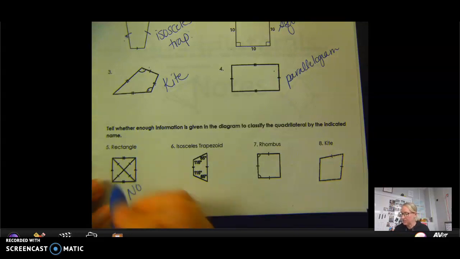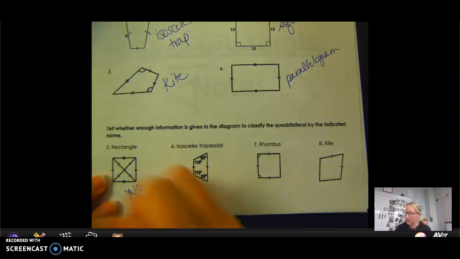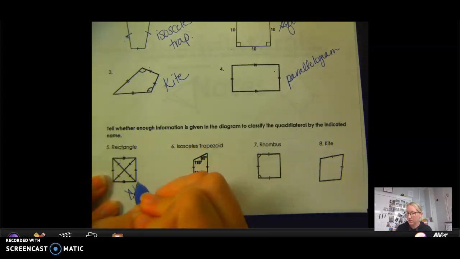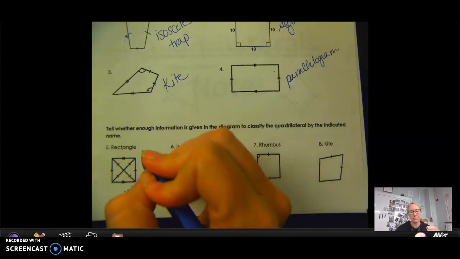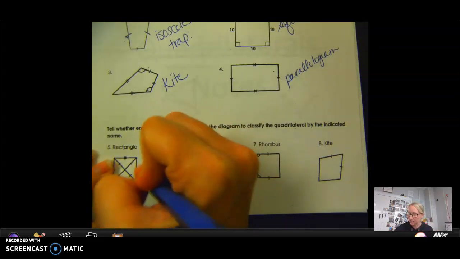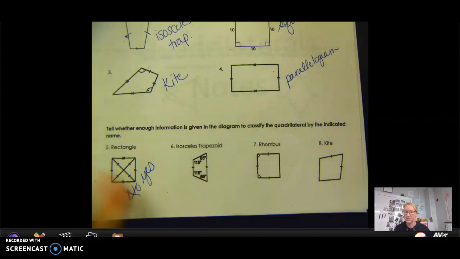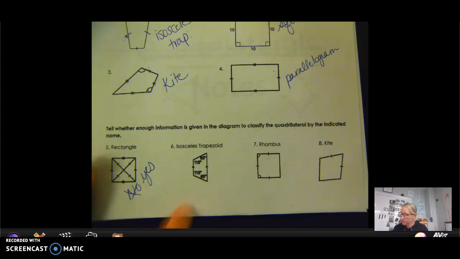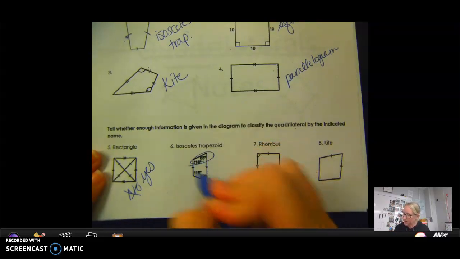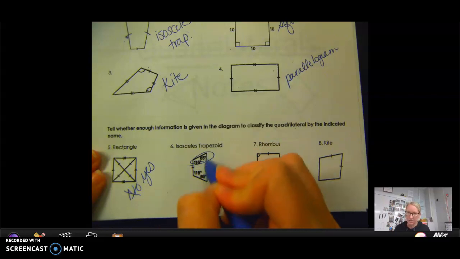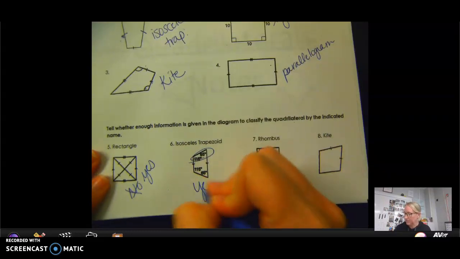Oh, but they bisect and they're congruent to one another. So this would be either a rectangle or a square, and a square is a subset of a rectangle. So I could say actually yes on this, because they bisect each other, but all four pieces are equal. That only happens on a rectangle and square. This one, isosceles trapezoid, these two add to 180. This is congruent to this, and base angles are congruent and parallel, so this one's a yes.